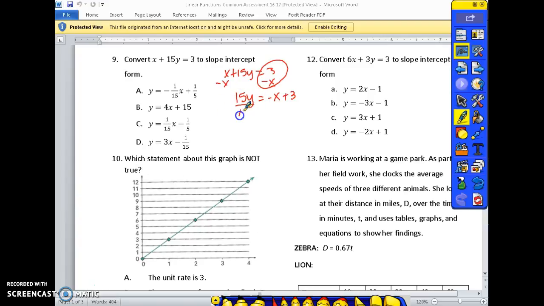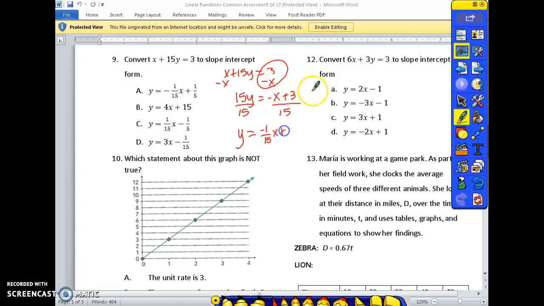15 times y. To get y by itself, divide by 15. I'm dividing every number on the right-hand side by 15. Negative x divided by 15 is negative 1 over 15 x. If I cannot simplify it to a whole number, leave it as a simplified fraction.